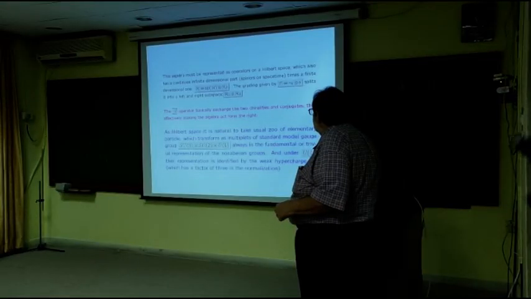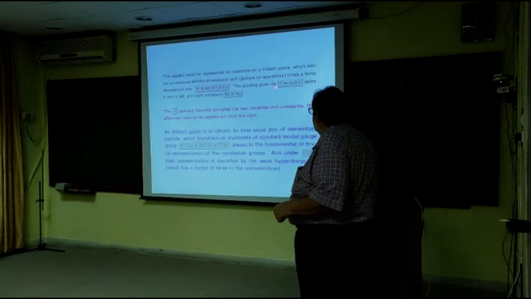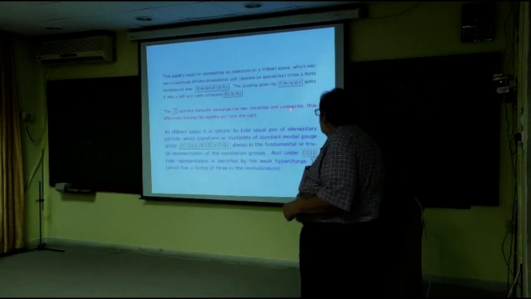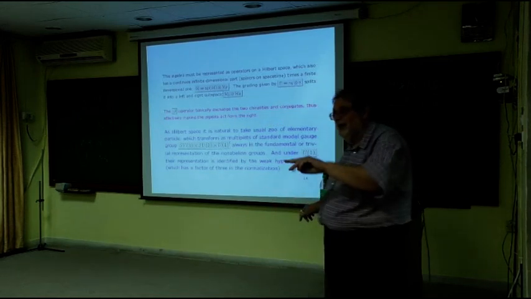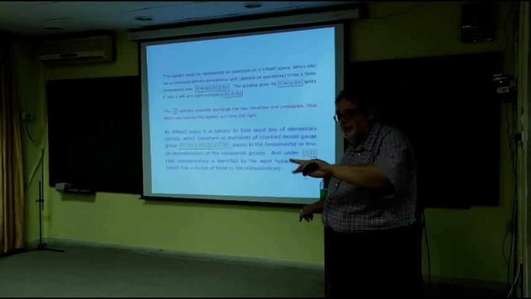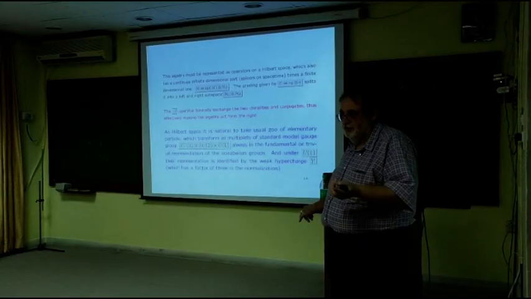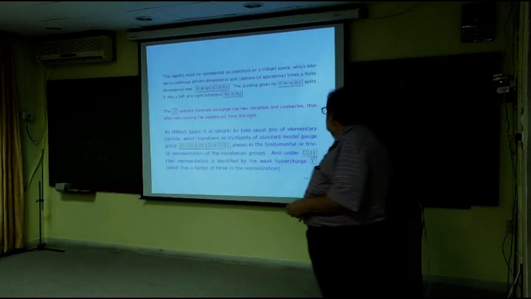Now I want to represent this algebra as operators on this Hilbert space, which has a continuous three-dimensional part times a finite part. So my Hilbert space is H naught times S. The grading is given by this gamma, and there is a left and a right part. The J operator has to exchange the two chiralities and conjugate. So it exchanges the particle with the antiparticle, but the antiparticle of a left-handed particle will be right-handed, so it has to exchange chirality as well.